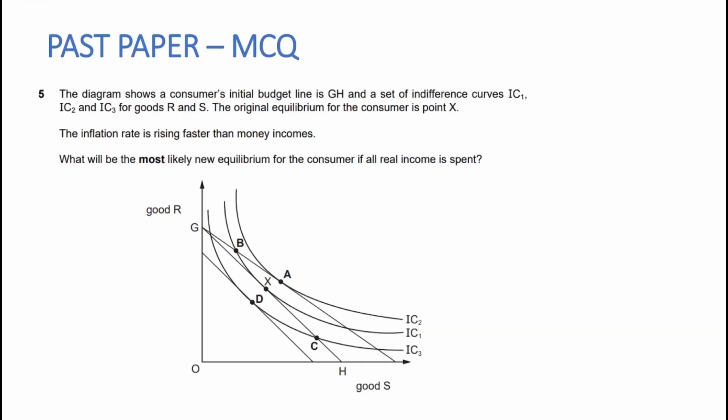Here's another past paper question. The diagram shows the consumer's initial budget line is GH and a set of indifference curves IC1, IC2, and IC3 for goods R and S. The original equilibrium for the consumer is point X. The inflation rate is rising faster than money incomes. What will be the most likely new equilibrium for the consumer if all real income is spent? Will it be B, A, X, D, or C? I'm going to give you guys another minute to answer this question.